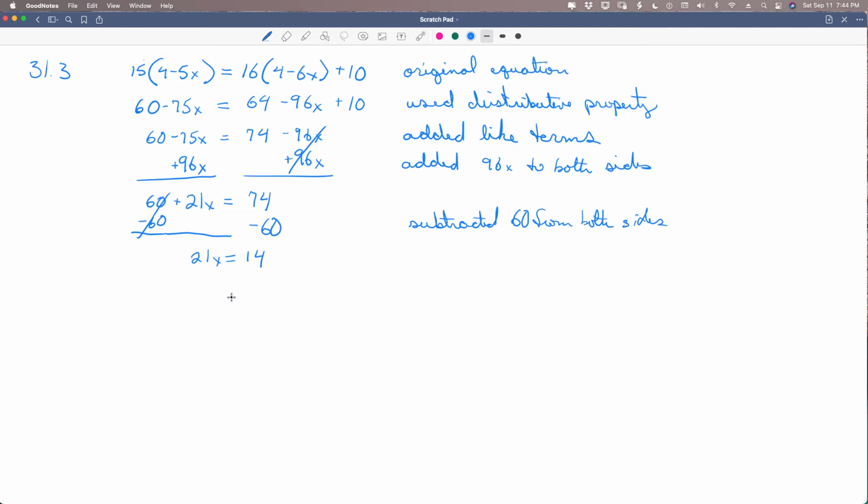So now if we divide both sides by 21, these cancel. x is equal to 14 over 21, which can be reduced by 7 to 2 over 3. So we reduced by 7.